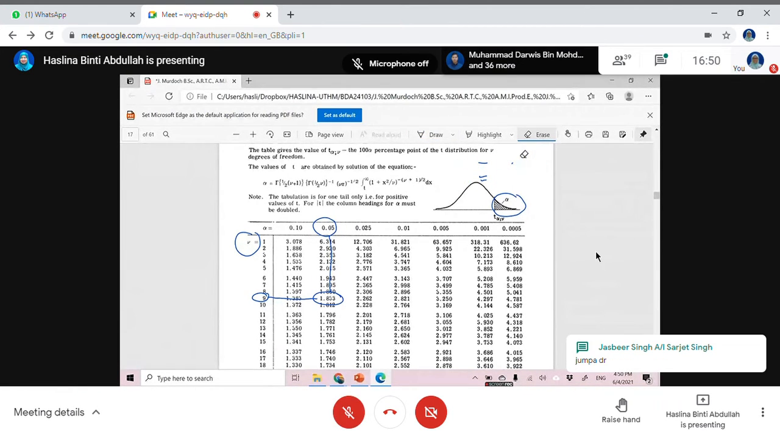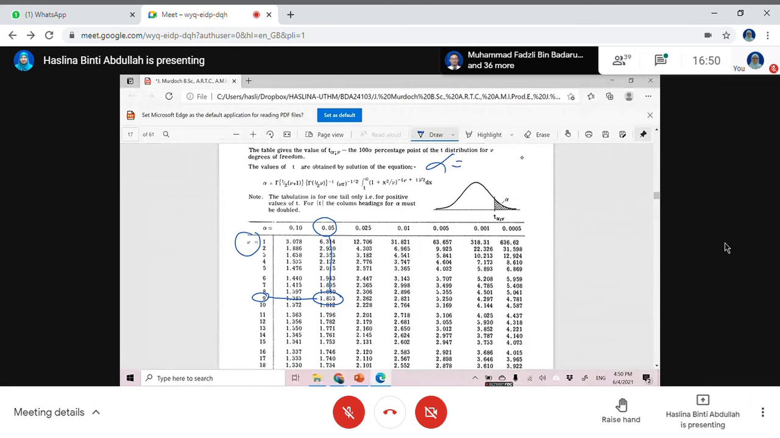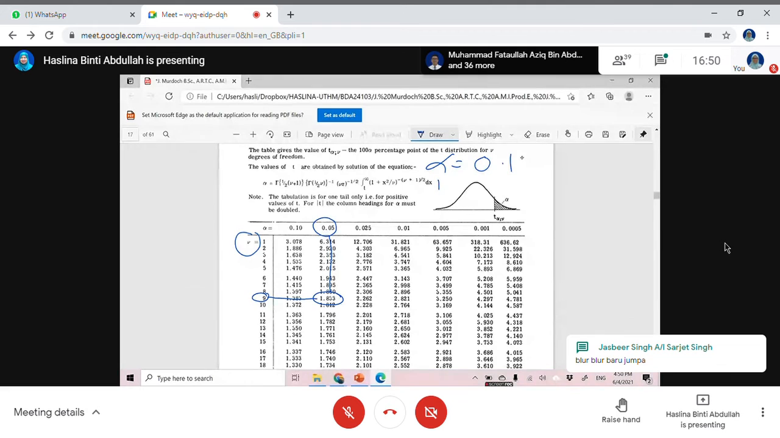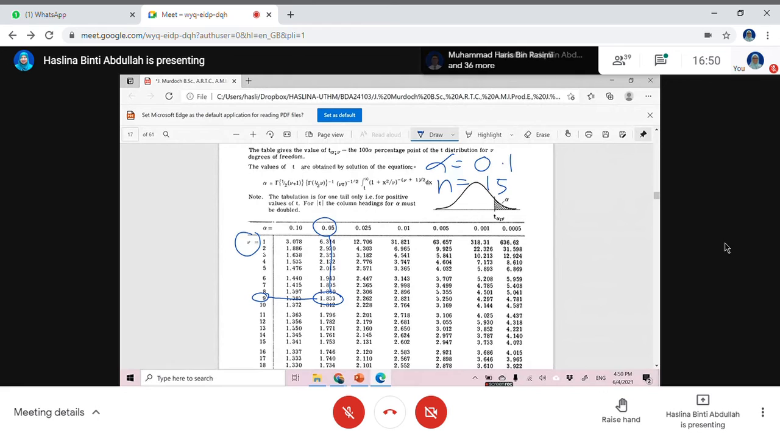Another example. If alpha is equal to 0.1 and the number of samples is 15, what is the value of the degrees of freedom? What is the value of probability?